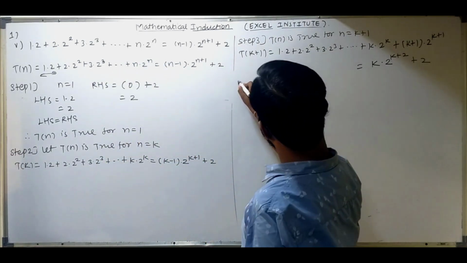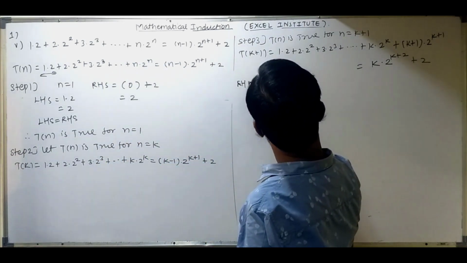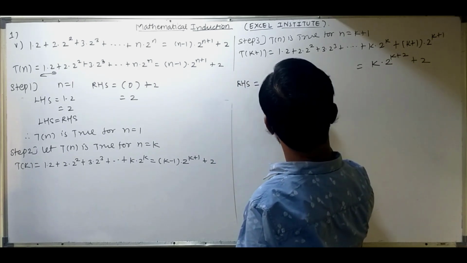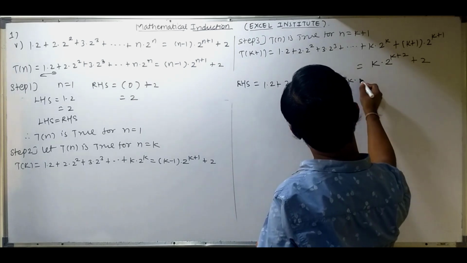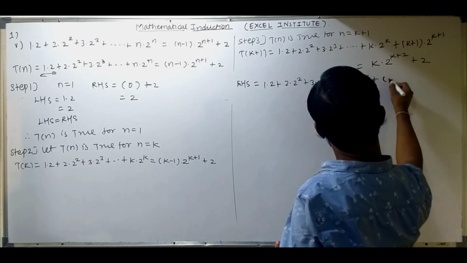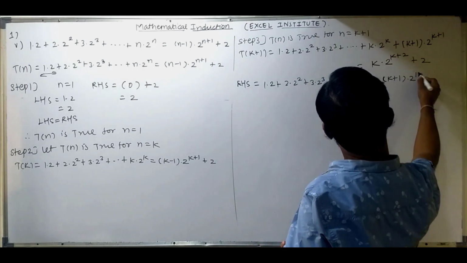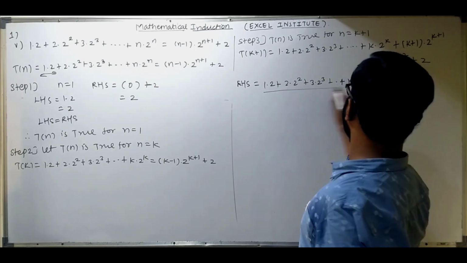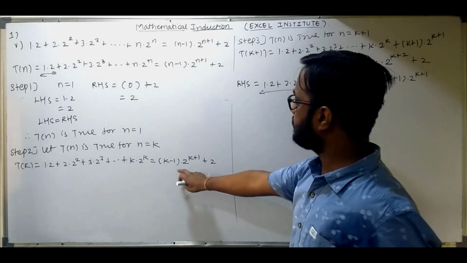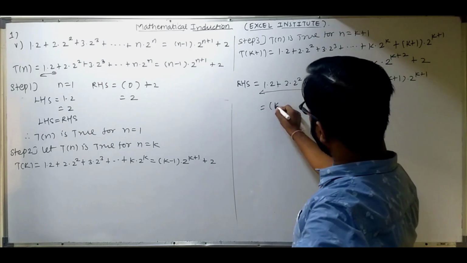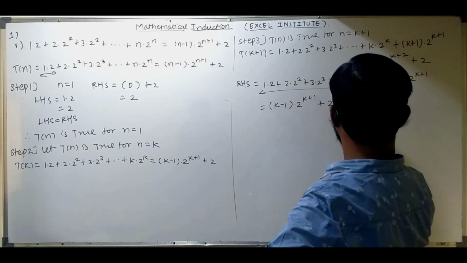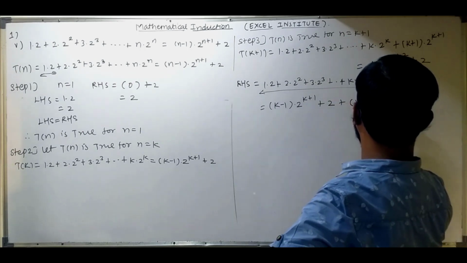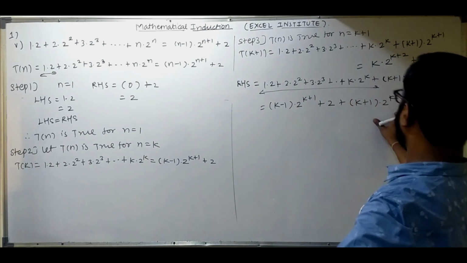So LHS is 1 into 2, 2 into 2 square, 3 into 2 cube, up to K into 2 raised to K, plus K plus 1 into 2 raised to K plus 1. Now what is this from step 2, till here? It is nothing but K minus 1, 2 raised to K plus 1 plus 2, and this is K plus 1 into 2 raised to K plus 1. This term as it is.